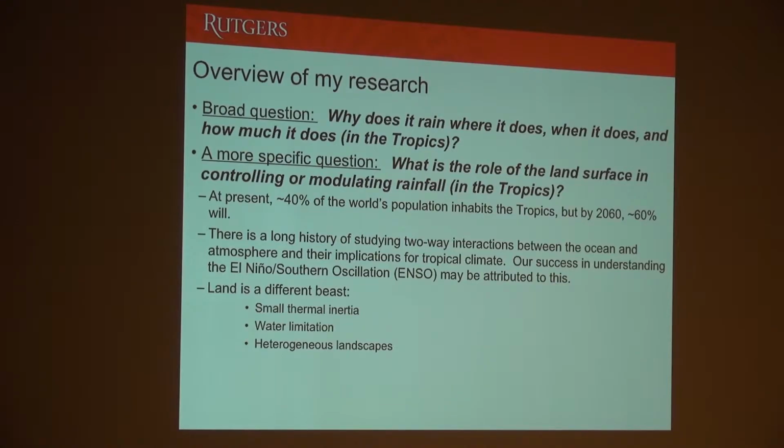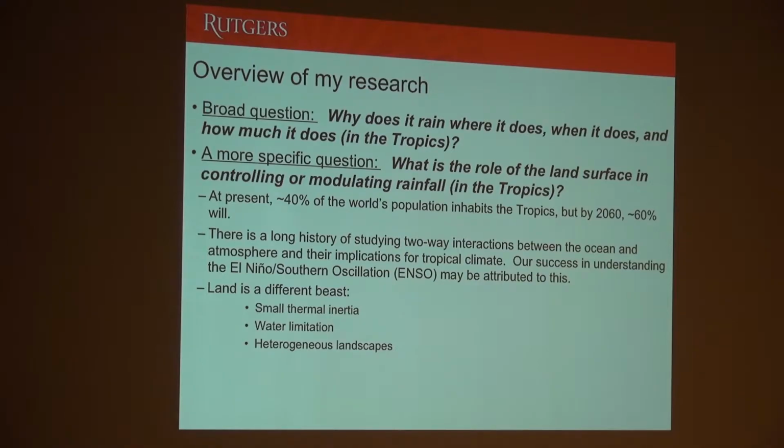To put some perspective on this, as it currently stands, about 40% of the world's population lives within the tropics, roughly 23 south to 23 north. But by 2060, that percentage is expected to grow to about 60%. So most of the world's population growth is happening in the tropics. And part of the challenge of tropical environments, as in the course I mentioned, is the anthropogenic impacts that exist between human activity and the natural environment in the tropics.